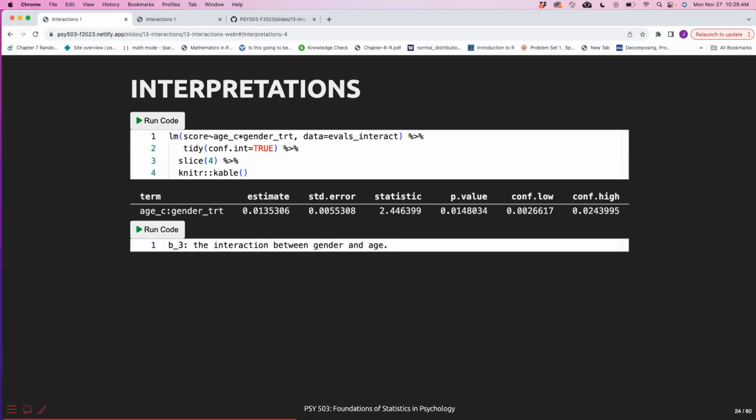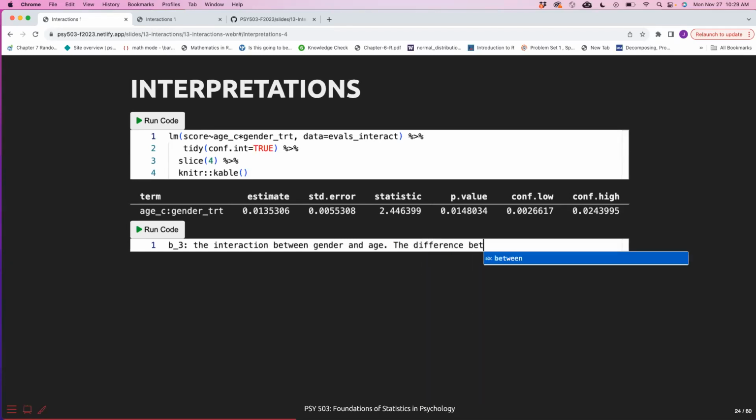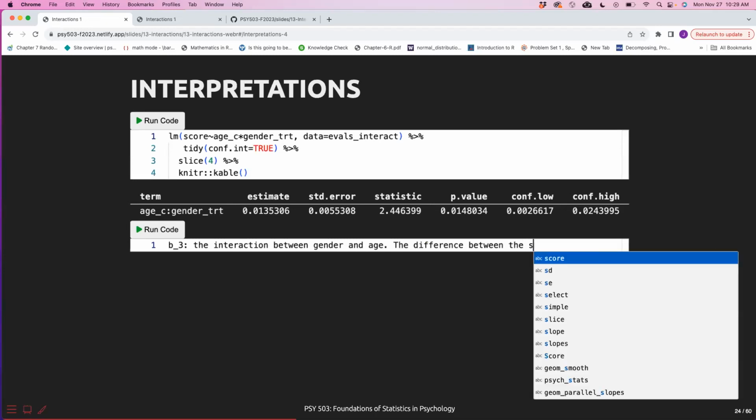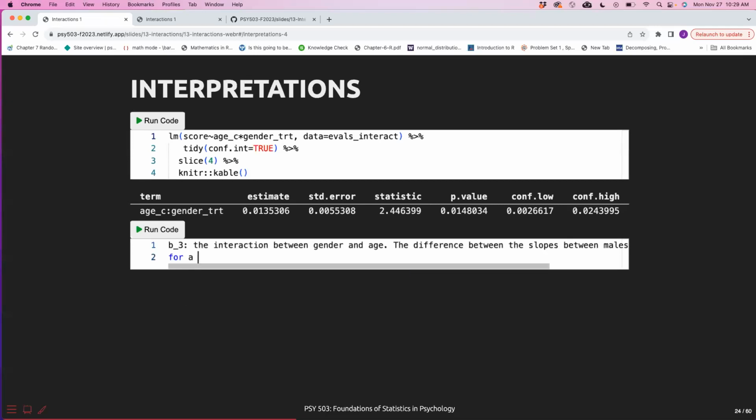So this is not the intercept difference, but it's the slope difference in gender. So it's the difference between the slopes, the difference between the slopes between males and females, for a 1 unit increase in age.